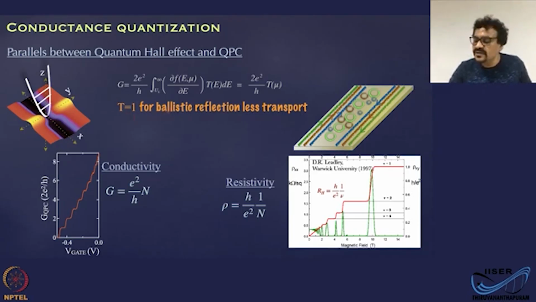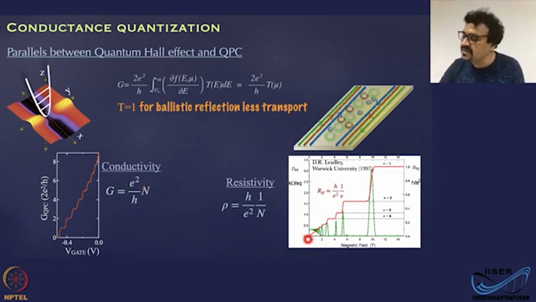So now, when we vary the gate voltage, you are changing the number of channels one by one, and you get a step in the conductance of 2e square by h. And if you have done this with the magnetic field, you will get e square by h. So the conductance G is e square by h times n, where n is the number of channels.